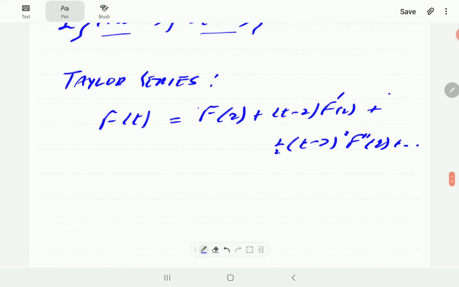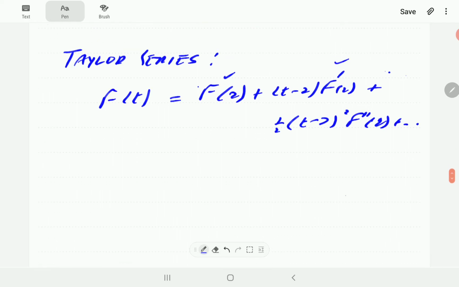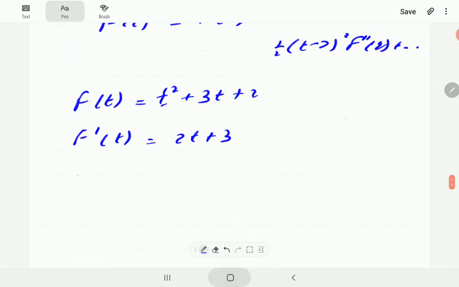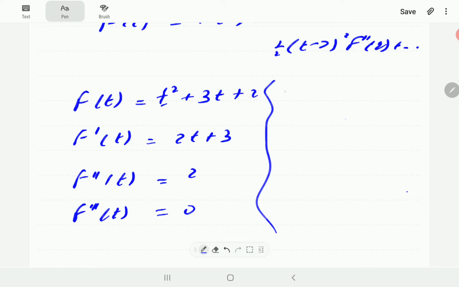So all we need to do here is to find f of 2, f prime of 2, f double prime of 2, etc. So if we start with f equal to t squared plus 3t plus 2, we need the derivative of this, which is 2t plus 3. The second order derivative of this is 2. The third order derivative of this is 0. So that means these are all the terms we're going to need.